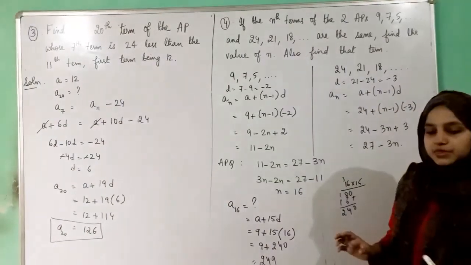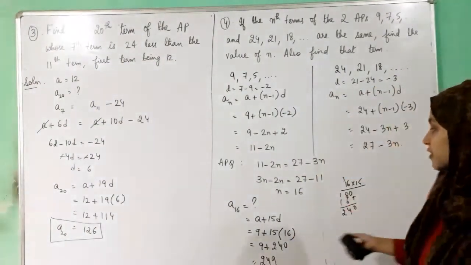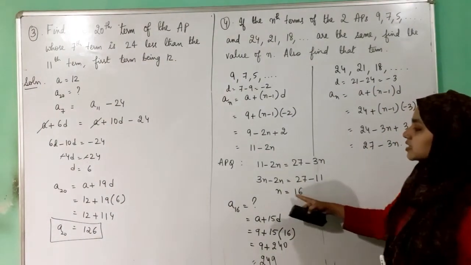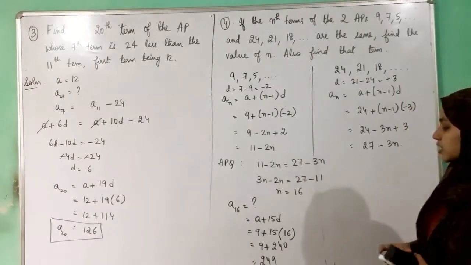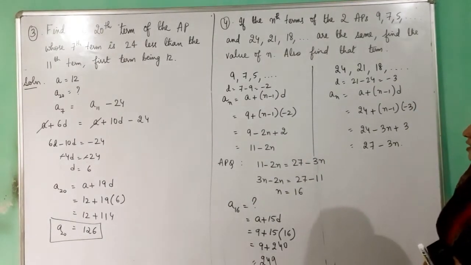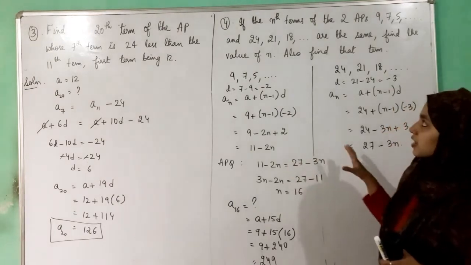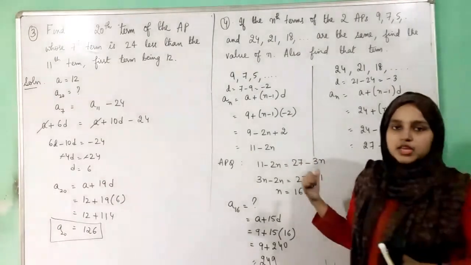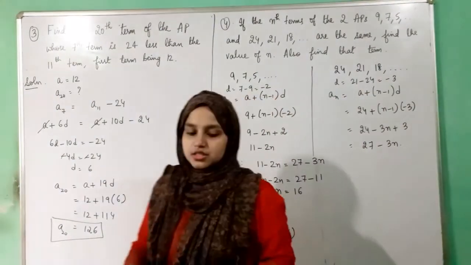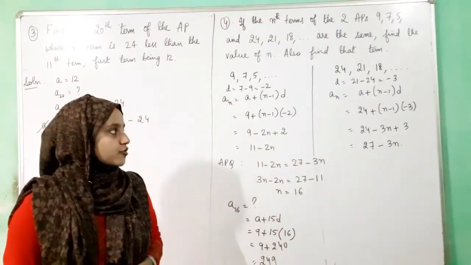If you do the same thing with the other AP also, you will get the same value because your nth terms are same, correct? So that is why you will get the same thing. So this is how we will solve this type of question. Okay. So let us move to the next set of questions.